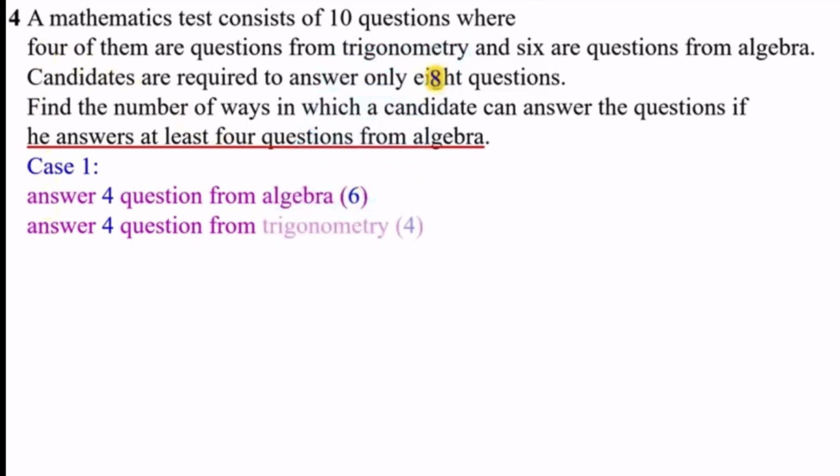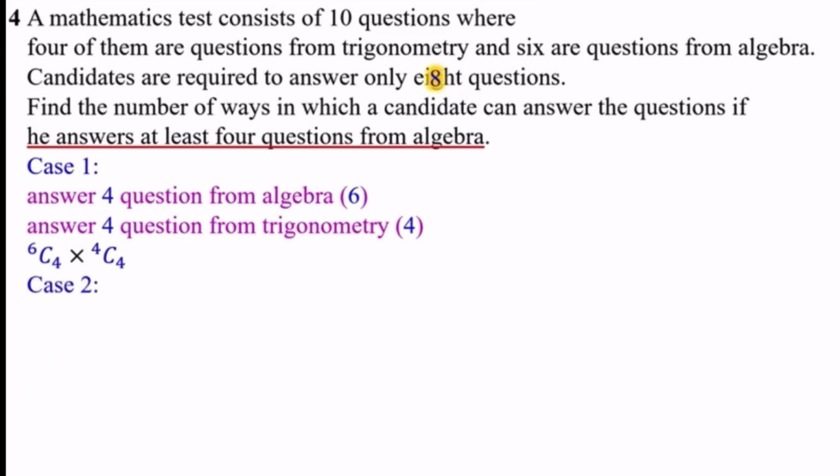Answer 4 questions from trigonometry. Trigonometry, we have 4 questions. So we can use 6C4 multiplied by 4C4. So the number of ways is 6C4 times 4C4. We will calculate the number of ways later.